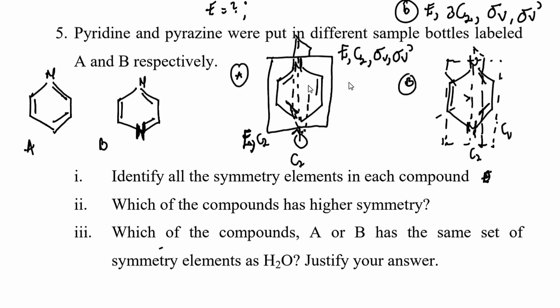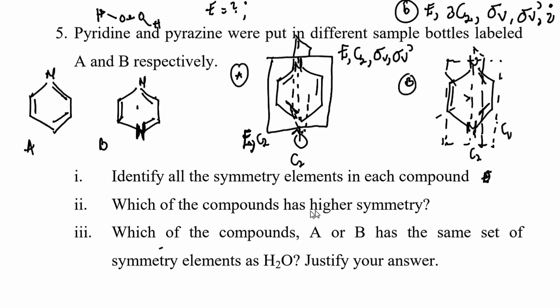What is here can also be seen at the other side. What is here can also be seen here, just like in hydrogen peroxide, the trans form. If you pass through the middle, what is here you will see here. So that's identity. These are the symmetry elements for this. So we are able to identify the symmetry elements for A and for B.